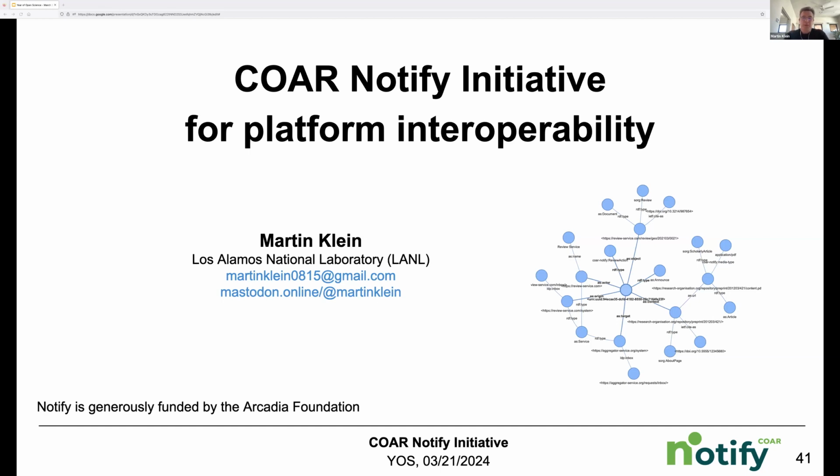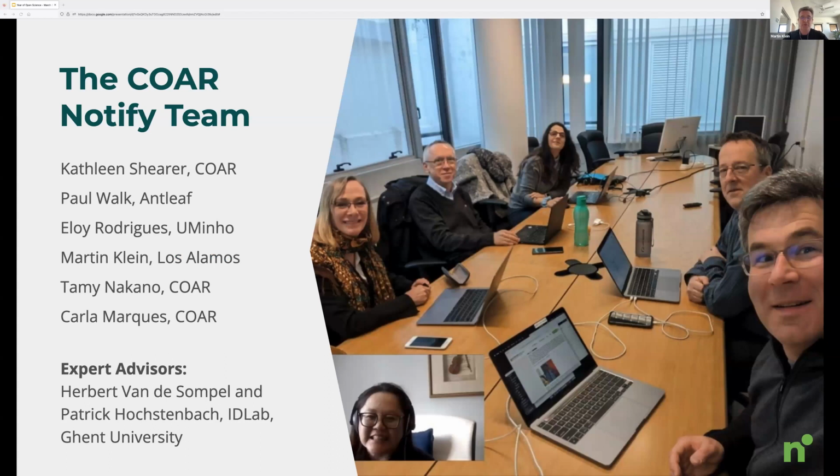I'm one of four co-PIs on the project. This is a picture of the all-star team behind the Notify initiative. This is of course Kathleen, Paul Vork from Antleaf, Eloy Rodrigues from the University of Minho, Tammy and Carla as well, and myself. We also have a couple of folks on the team that we call expert technical advisors, Herbert Van de Sompel and Patrick Hochstenbach, who you may be familiar with, currently at the University of Ghent.